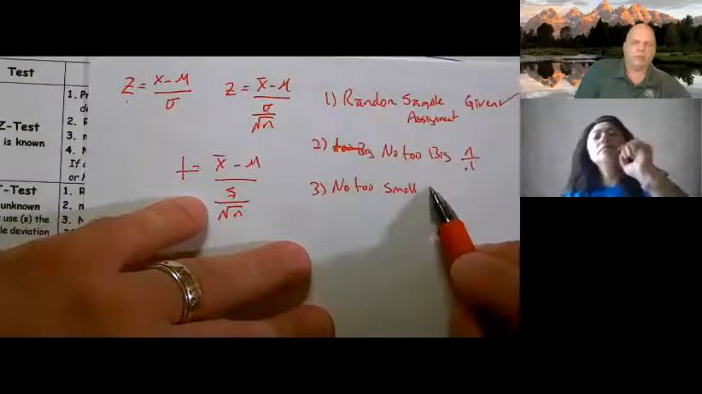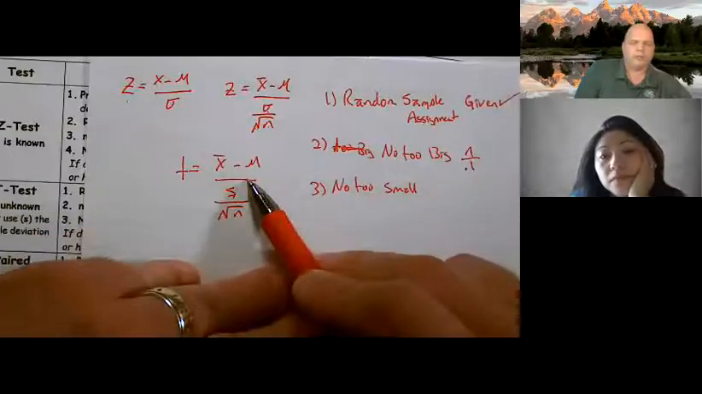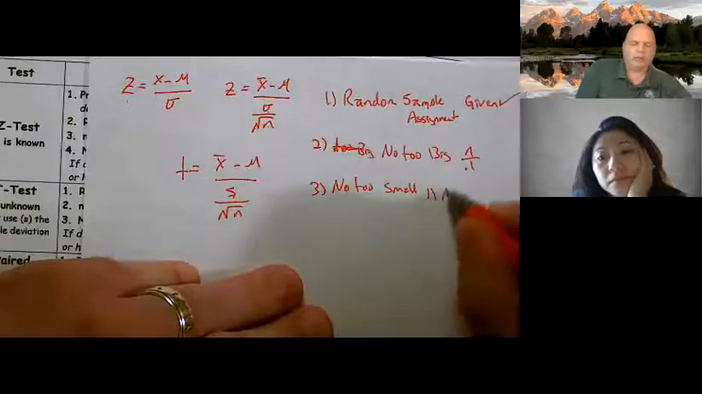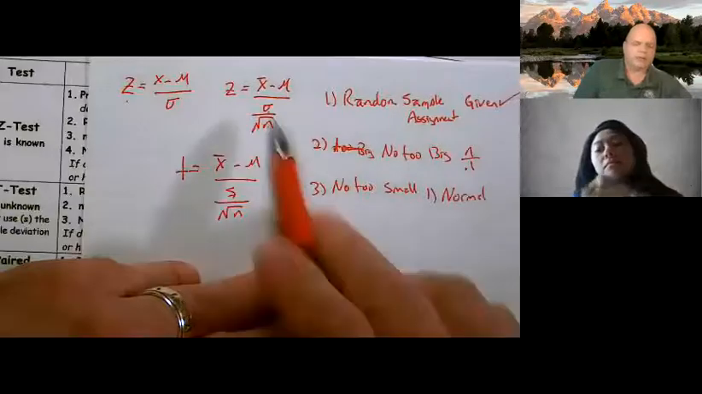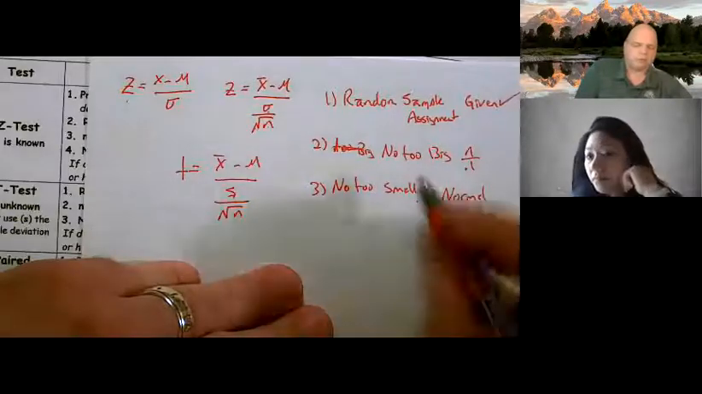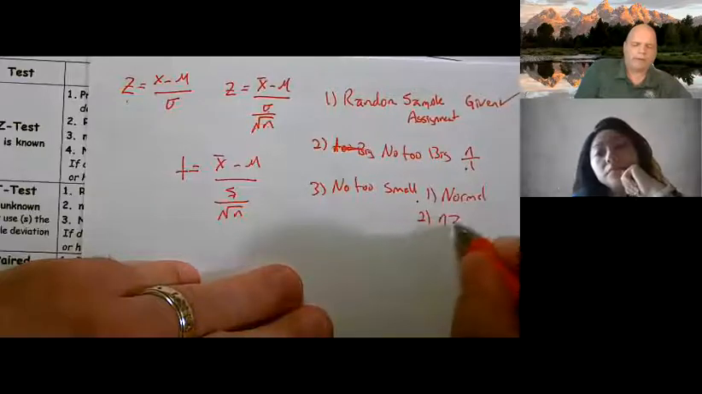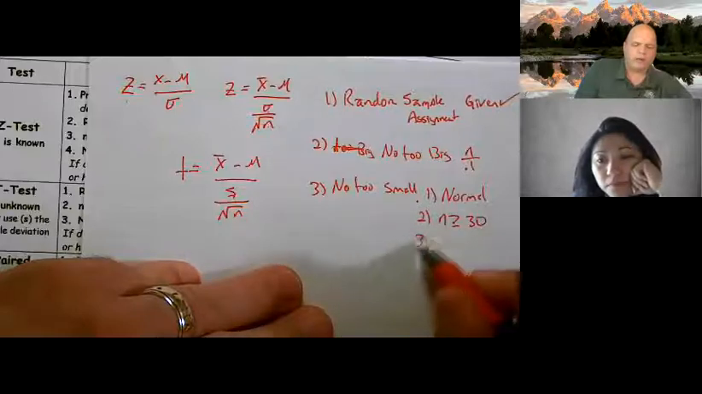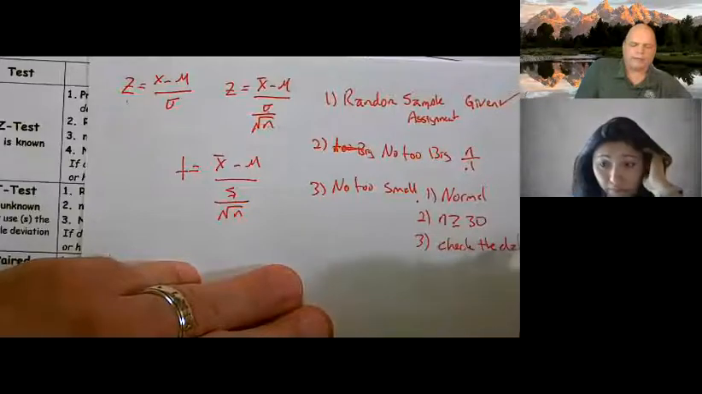And not too small means, and we have 3 different ways with the t-distribution to do this. They can be nice to us, and they can tell us normal from the beginning, in which case we're good to go. For the z, it's going to have to be normal. 2, n will have to be greater than or equal to 30. This would be for the t. The third one would be check the data with a graph.